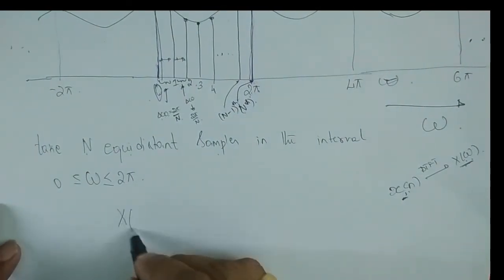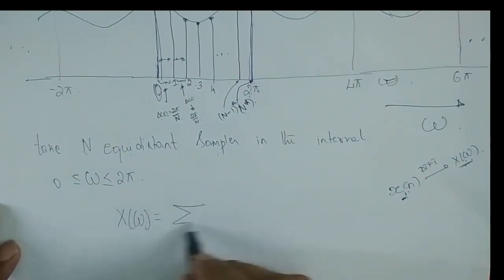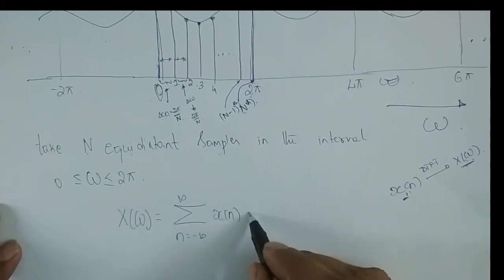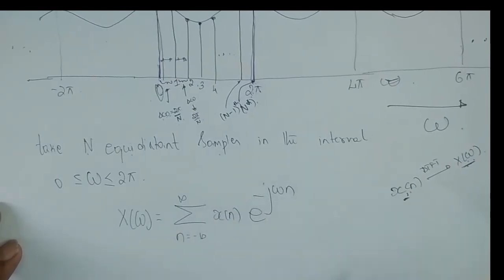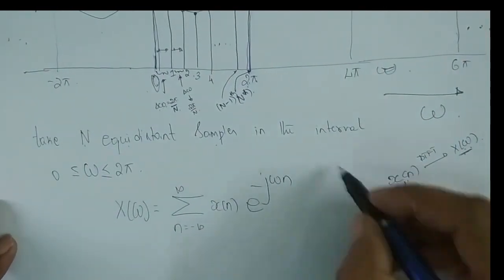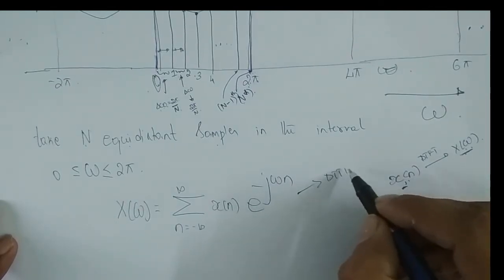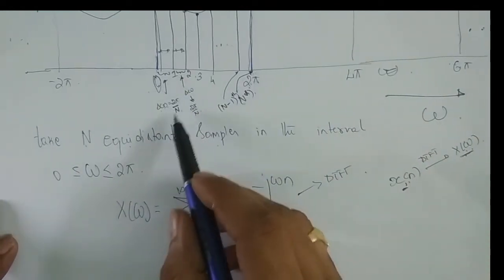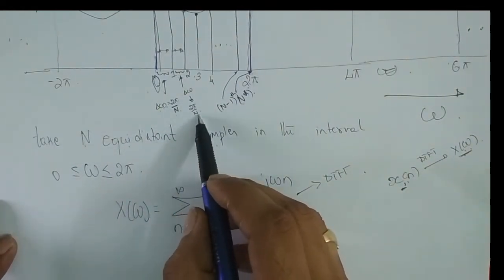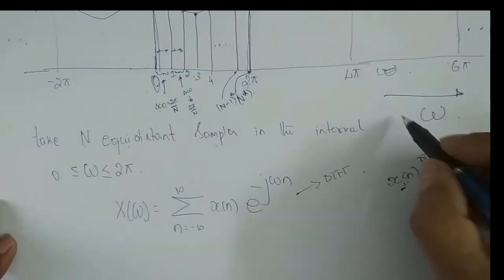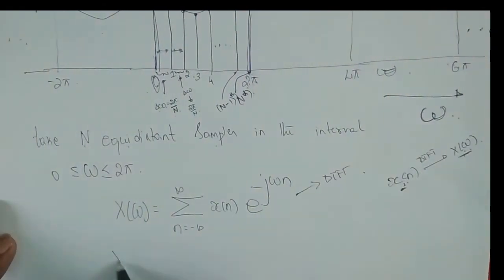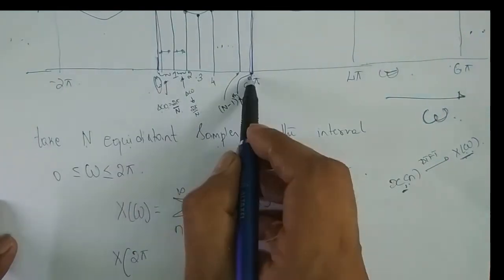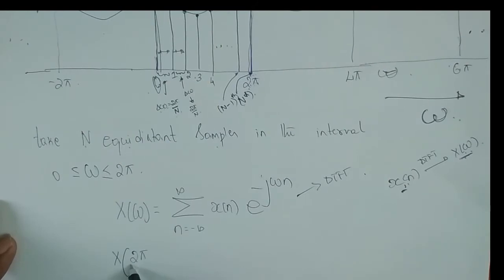So what is x of omega? x of omega is equal to summation n varying from minus infinity to infinity x of n e power minus j omega n. So from equation 1, right? What is this? This is the DTFT equation. So graphically what we did, from 0 to 2 pi, how many samples have you taken? n equidistant samples, right? So what I need to do is replace omega by 2 pi. Why? Because I have taken the interval from 0 to 2 pi. So how many samples have I taken?